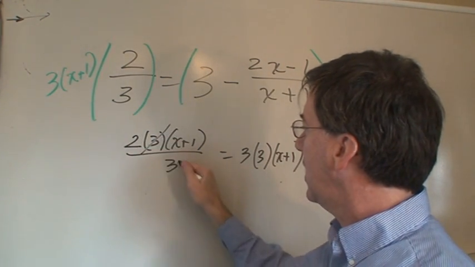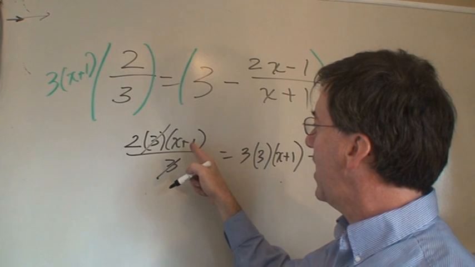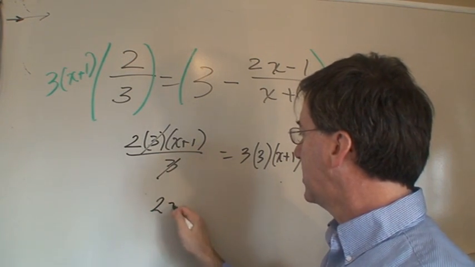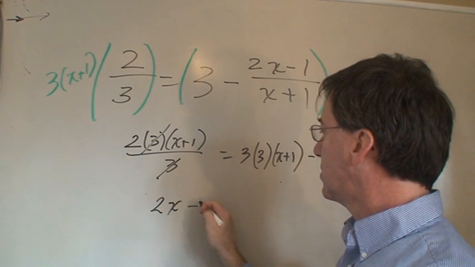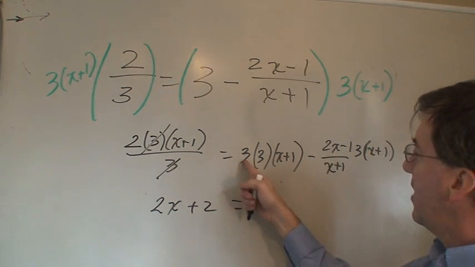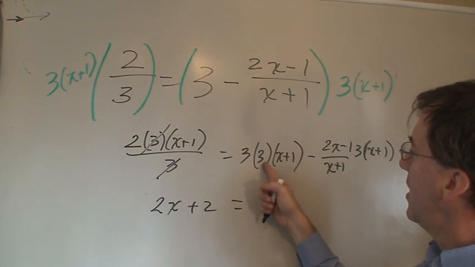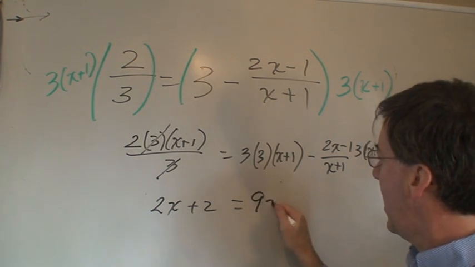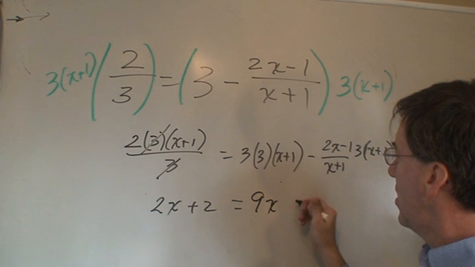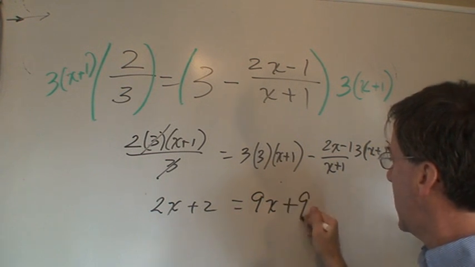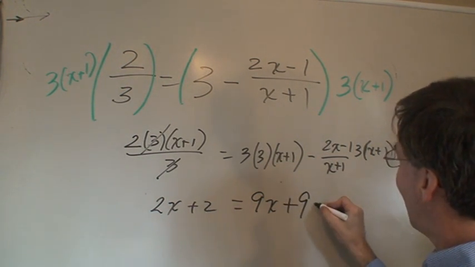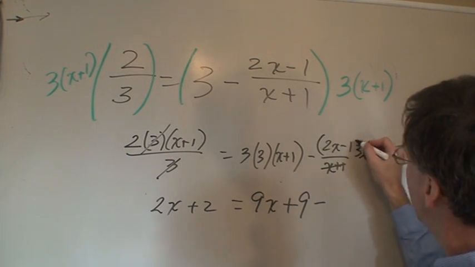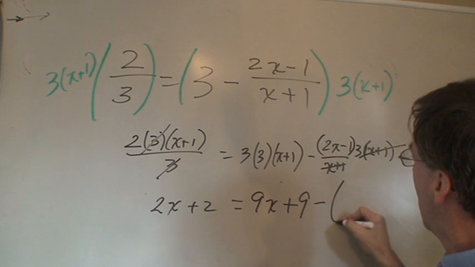That 3 will cancel out and leave me with 2 times (x plus 1). 2 times x is 2x. 2 times 1 is plus 2. Now here I've got 3 times 3 times (x plus 1). So that's 3 times 3 is 9x. I have 3 times 3 times 1, so I have 9x plus 9. Now over here I've got minus. This x plus 1 will cancel out and give me just (2x minus 1) times 3.